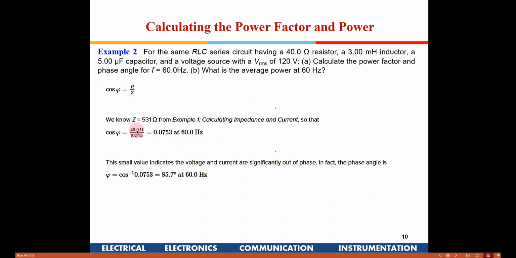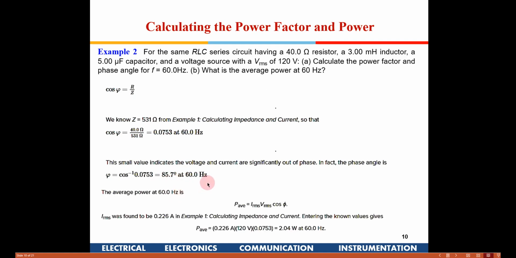The phase angle can be found out by taking cos inverse of this value, which comes out to be 85.7 degrees. So this is a very poor circuit where there is a lot of inductive effect. In practical circuits, this angle is generally kept not exceeding 15. In real life applications, it is kept as low as 15.